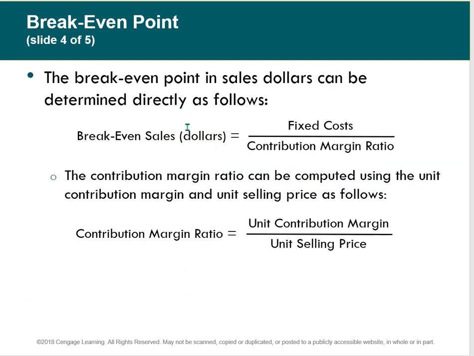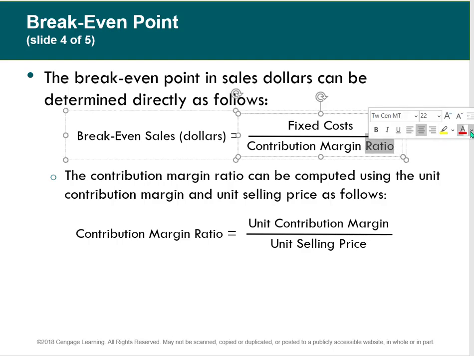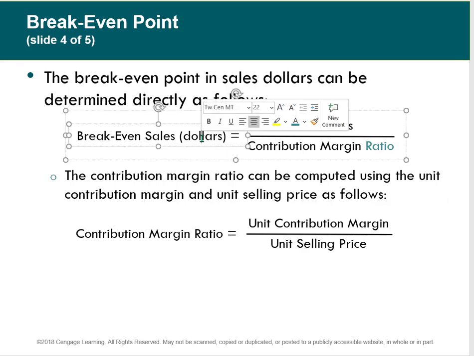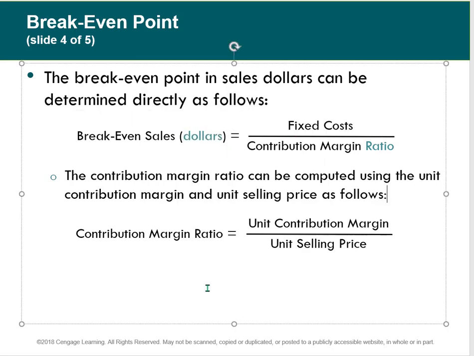So here's the break-even point in sales dollars. You can also take it and divide it by the contribution margin ratio. The contribution margin ratio will give you break-even dollars. That's the important part. So if I want break-even units, I use the actual unit contribution margin. If I want break-even sales dollars, then I'll use the contribution margin ratio. Don't forget that sales dollars too.